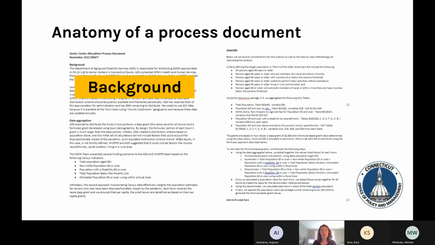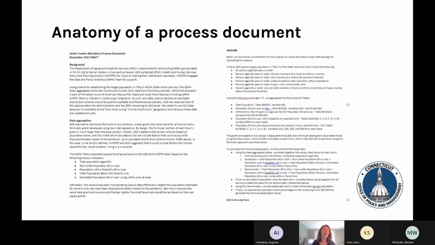So you'd start with the background, and you can see underneath the background that in here we just talked a little bit about how senior centers were going to be receiving money from Health and Human Services, how Aging and Disability Services contacted our colleagues at OPM, who then contacted us, so that it was just clear how the communication happened the way that it did and why we were included. Then we talk a little bit about some of the criteria that we use.